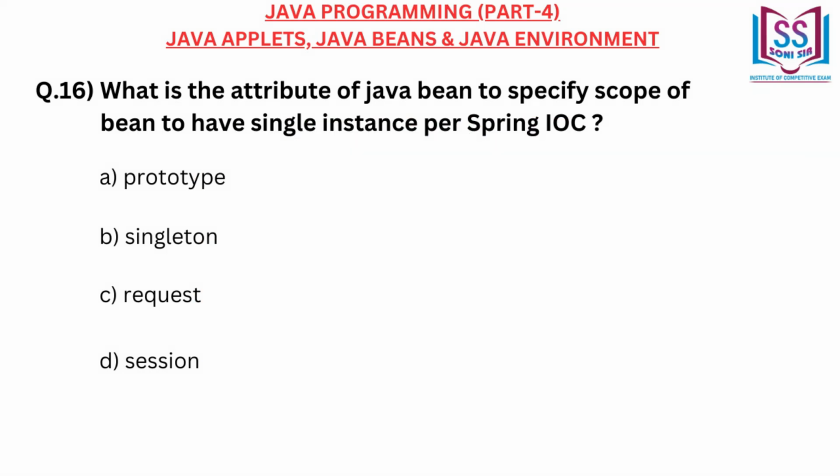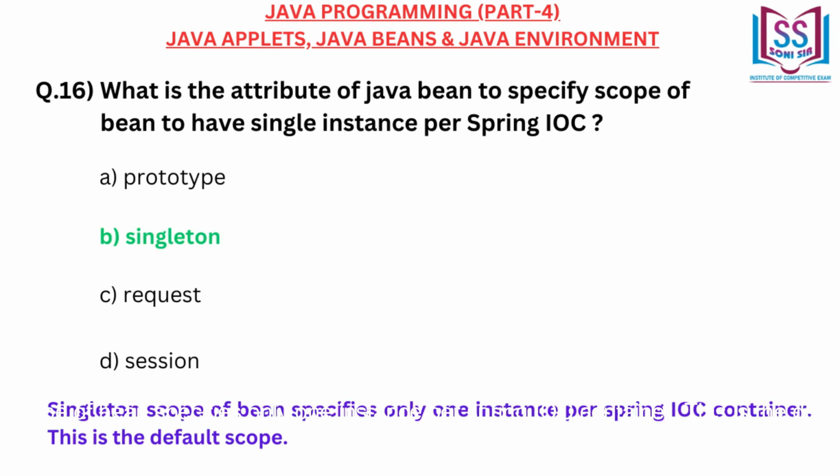What is the attribute of Java Bean to specify scope of Bean to have single instance per Spring IOC? A. Prototype. B. Singleton. C. Request. D. Session. Correct answer B. Singleton. Singleton scope of Bean specifies only one instance per Spring IOC container. This is the default scope.